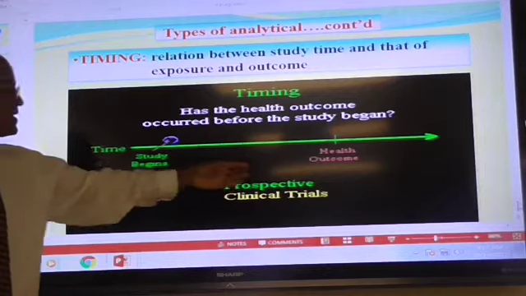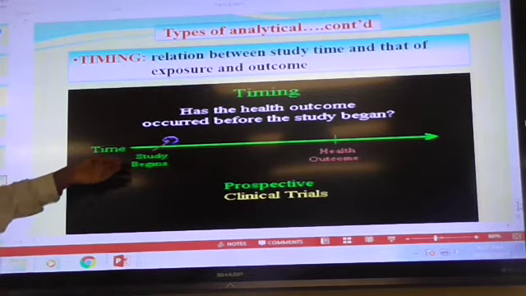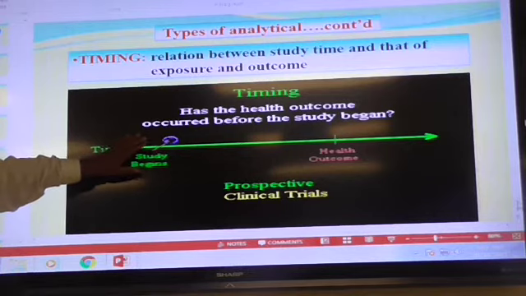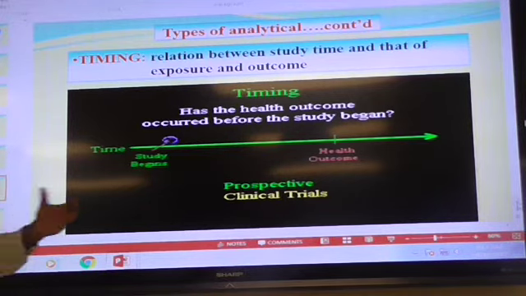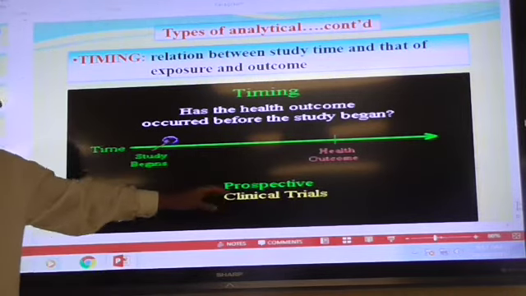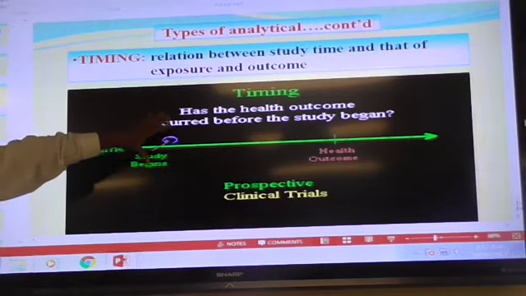In prospective timing, you decide what study you conduct, the study begins here, and then in real time you have to wait for the outcome to occur. By the time the study began, the outcome had not occurred, so the investigator has to wait for it. That is what we call prospective timing. Prospective cohort studies and clinical trials always follow this type of timing.